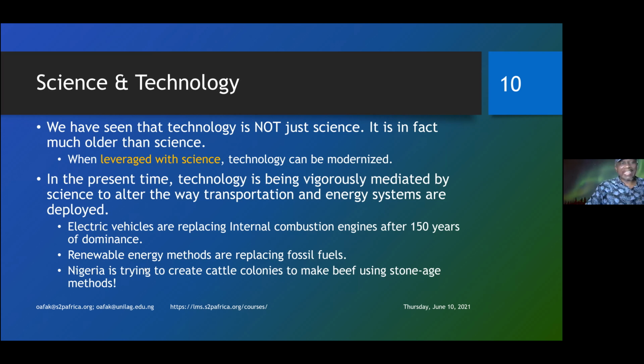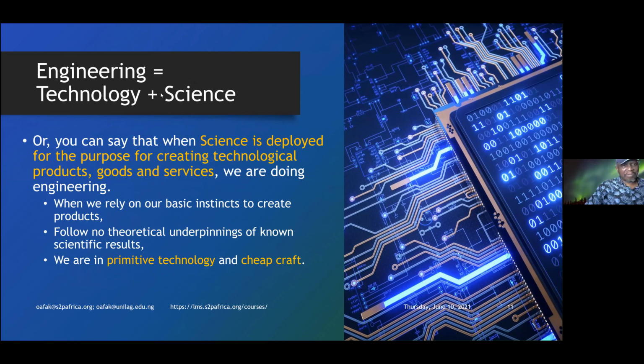We can therefore define engineering. I can write this equation: engineering is technology mediated by science. The plus here is that you use the knowledge gained from science to mediate technology to give you engineering. Or you can say that when science is deployed for the purpose of creating technological products, goods, and services, we are doing engineering. Or you can say engineering is science when it is employed to create products and services. Whichever way you say it, you are saying the same thing.